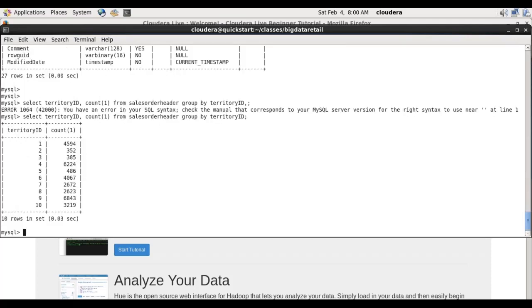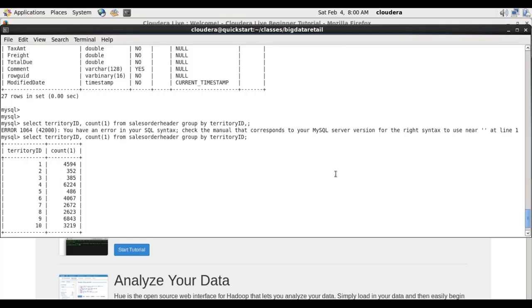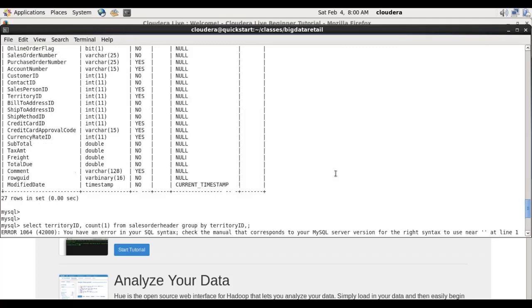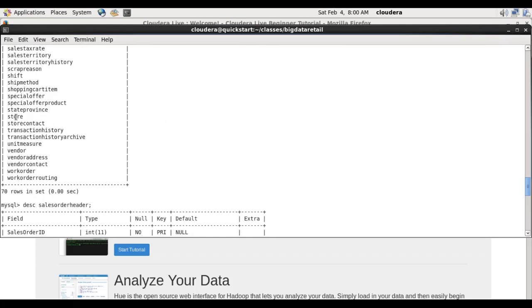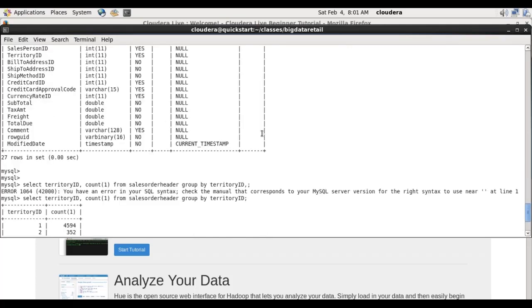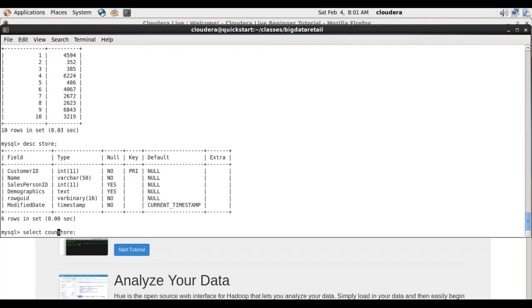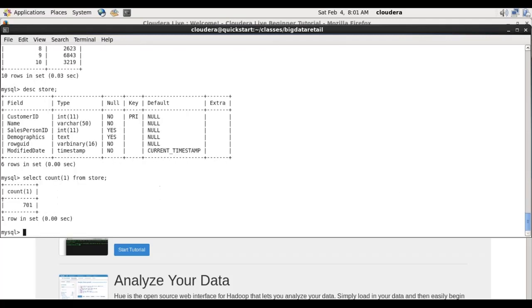So remember, territory IDs are not stores. We still have what we call stores right here. And let's take a look at stores. So we're familiarizing ourselves with this database. And we can do a select count from stores, we have 70 stores that are in 10 territories, right?